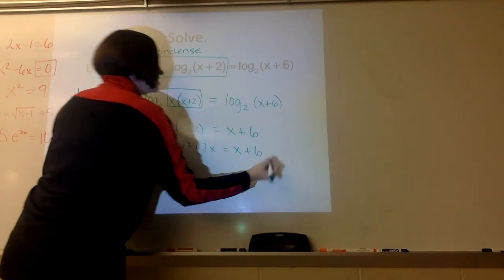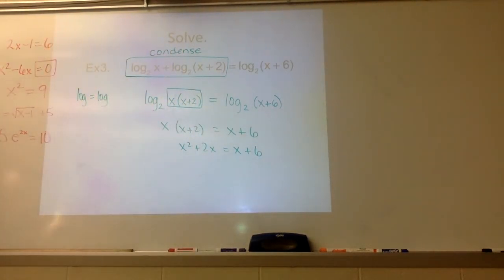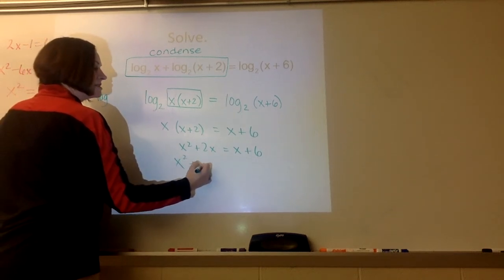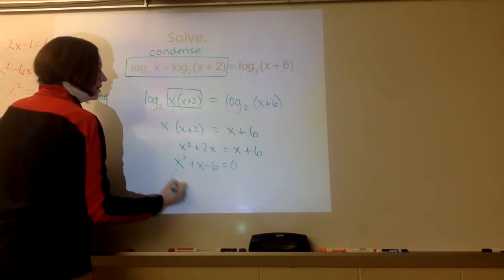So here is my question. What type of equation do I have? Quadratic. How do we solve a quadratic? Bring everything to one side. x squared plus x minus 6 equals 0.